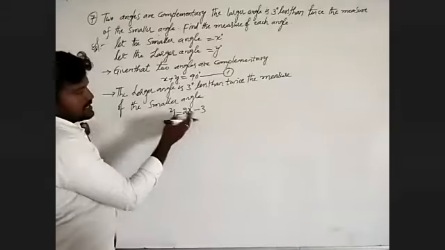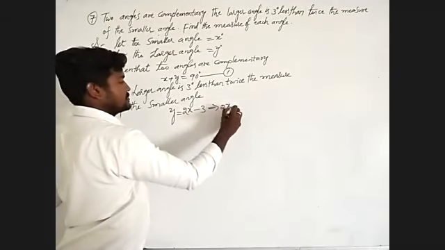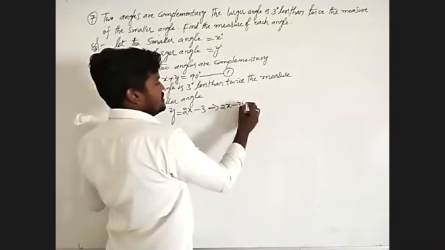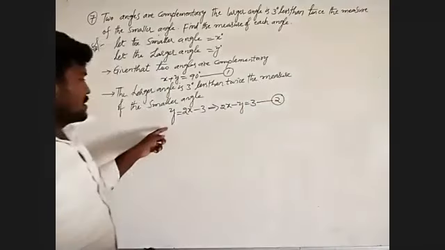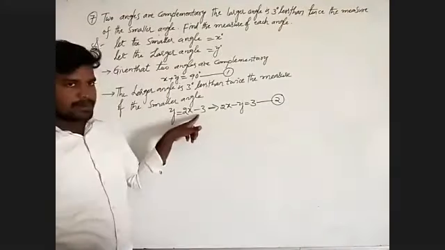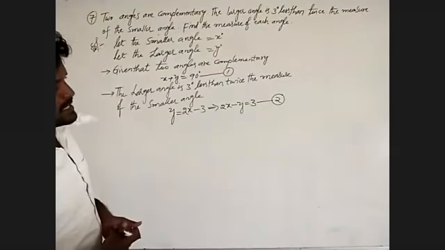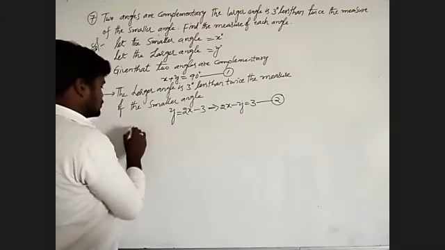How to take this one? I have to write y is equal to 5x minus 3. Then 5x minus y is equal to 3. Like this, the x becomes this side, plus will become minus, minus becomes plus. This makes equation number 2.